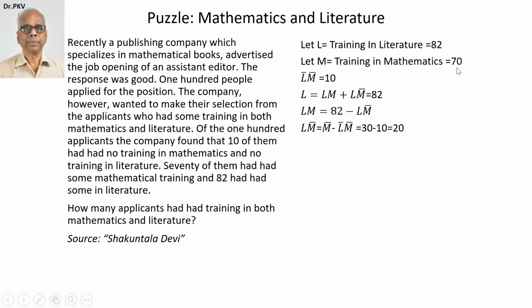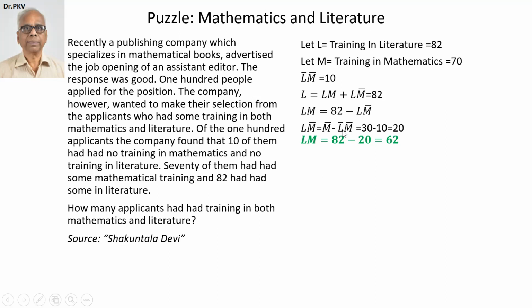Now M bar, all of you know, 70 is M, M bar is 30, total is 100. Therefore, this M bar is 30. And I subtract 10 because L bar M bar is equal to 10. Therefore, LM bar is 20. Therefore, LM is equal to 82 minus LM bar, which is 82 minus 20, equal to 62. So the answer: how many applicants had training in both mathematics and literature? The number is equal to 62.